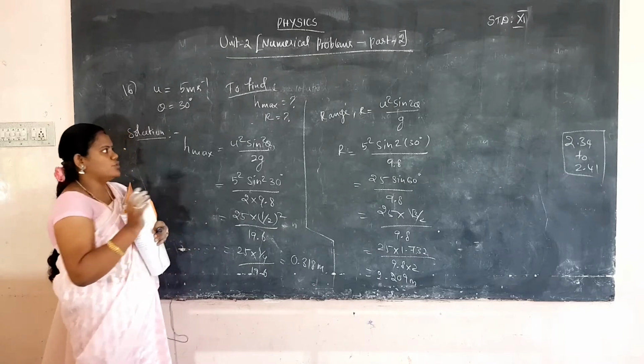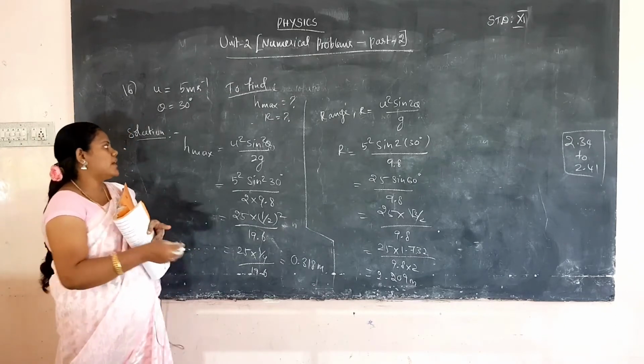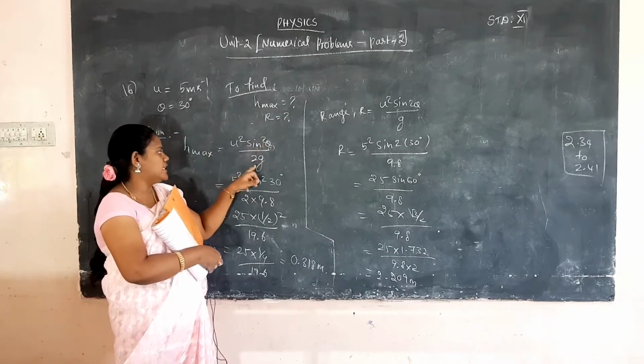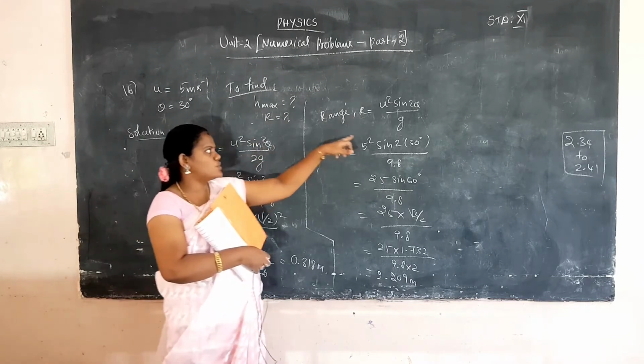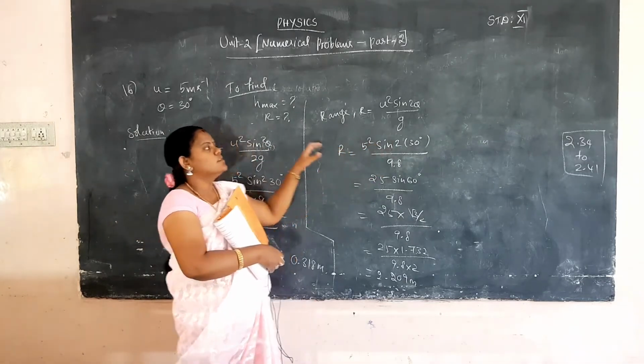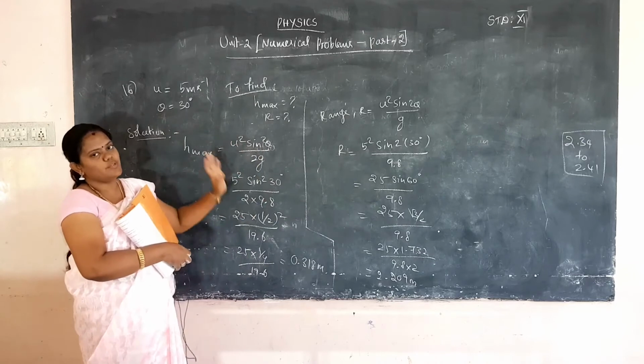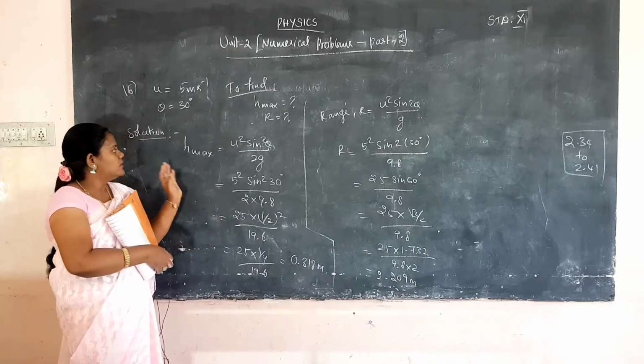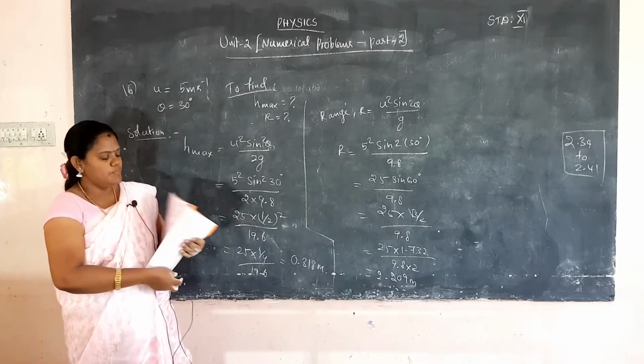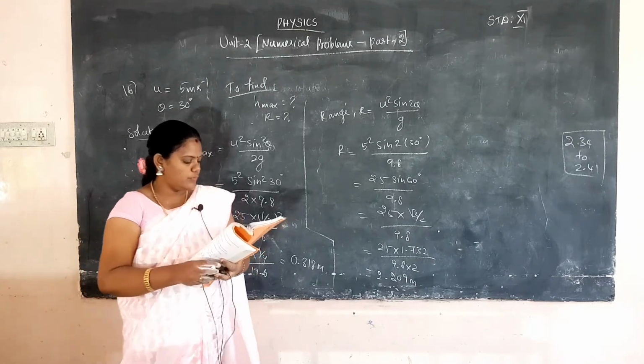So first you should know the formula. Maximum height formula is u square sin square theta by 2g. Range is u square sin 2 theta by g. Substitute the u value, the g value and the theta value, and you can easily find the range and maximum height. Okay, then go for the next problem.